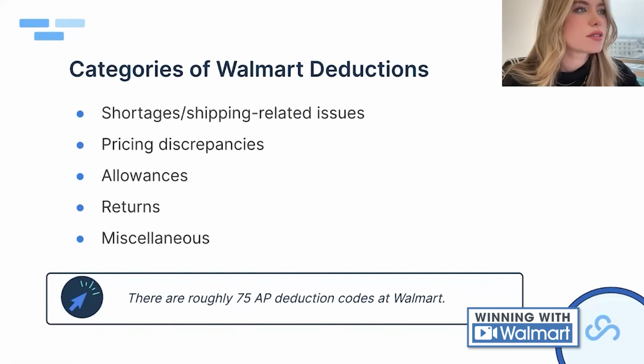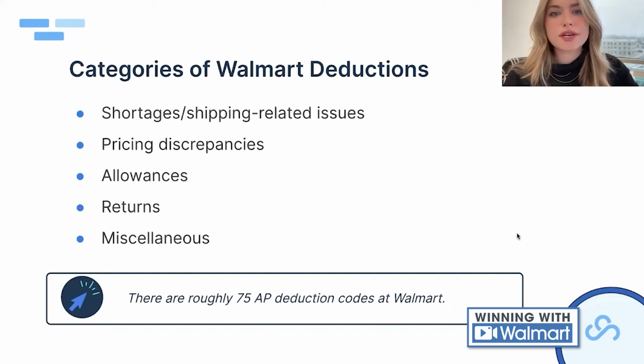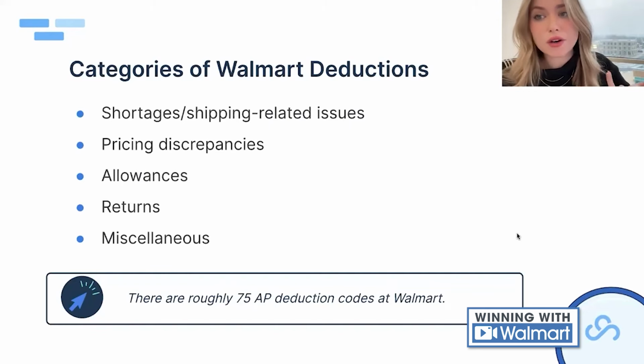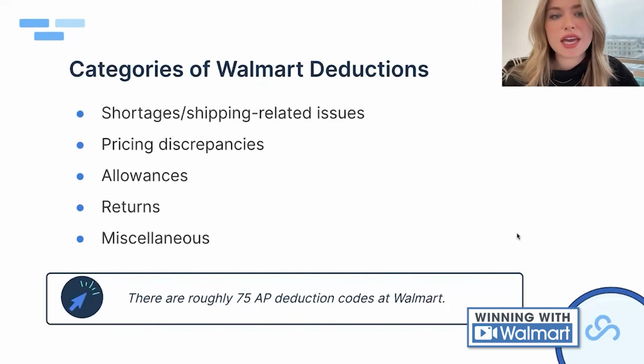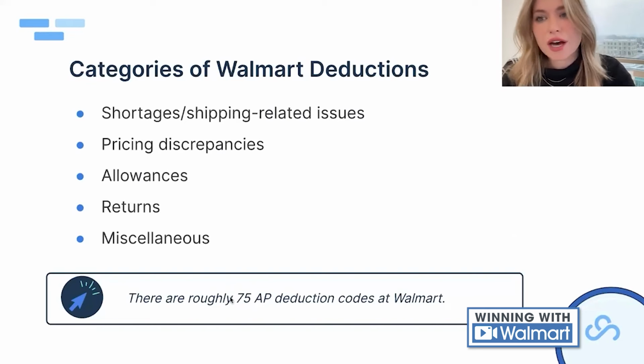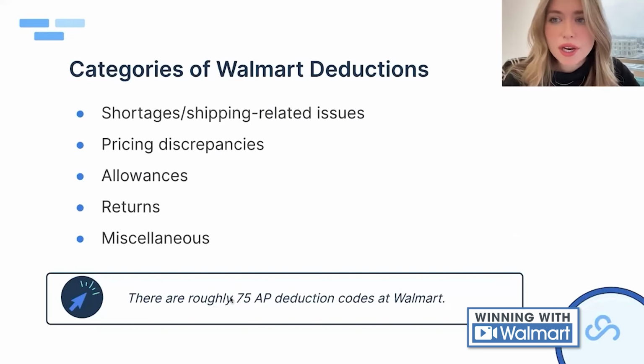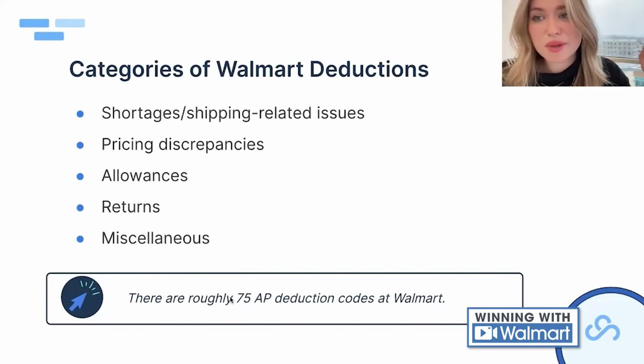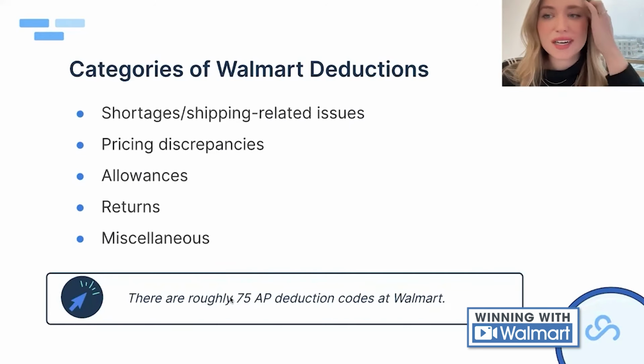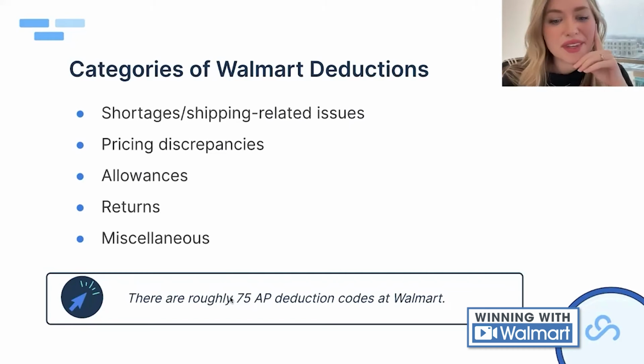Perfect. Great. Okay. So there are different categories, or this is how we categorize Walmart deductions. Again, there are over 75 different AP deduction codes at Walmart, and Walmart doesn't categorize them. So this is our own way of bucketing them, since we're working with hundreds of different suppliers and four different retailers. This is how we bucket them and what we suggest for you to do.